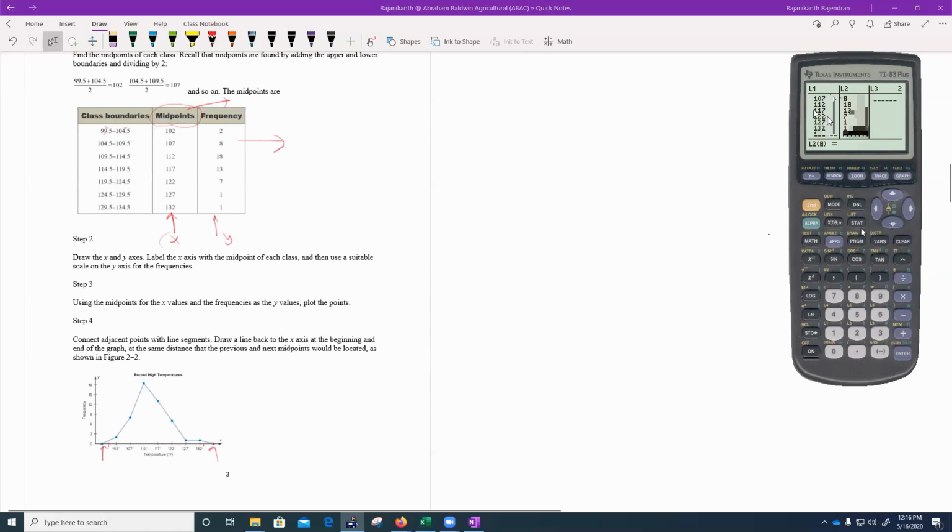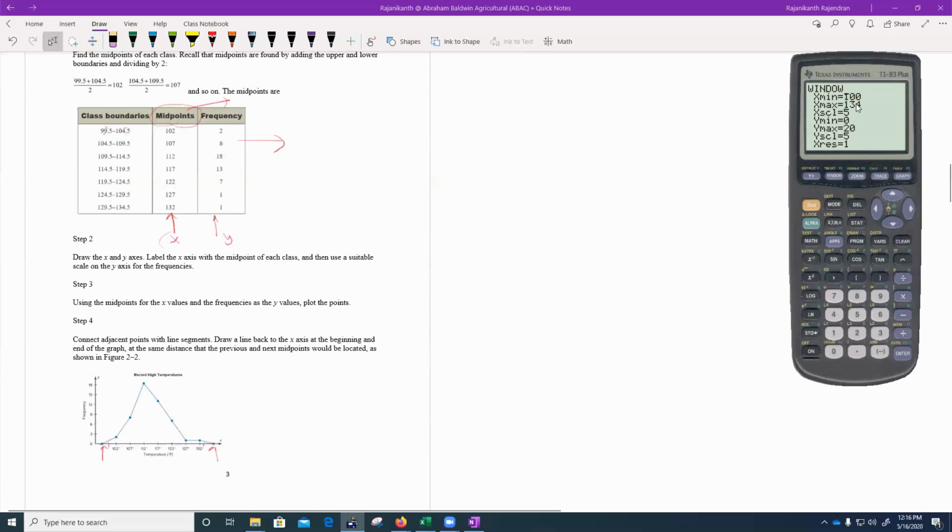So now go to the window. First, I need to set up my window display. So this is the dimension we have to set to get a clear picture on your window. Remember, my midpoint values are starting from 102. So these are my x values, midpoints. Therefore, I'm choosing my minimum x value as 100, and the maximum I'm choosing 134 because you see the midpoint is 132, right?